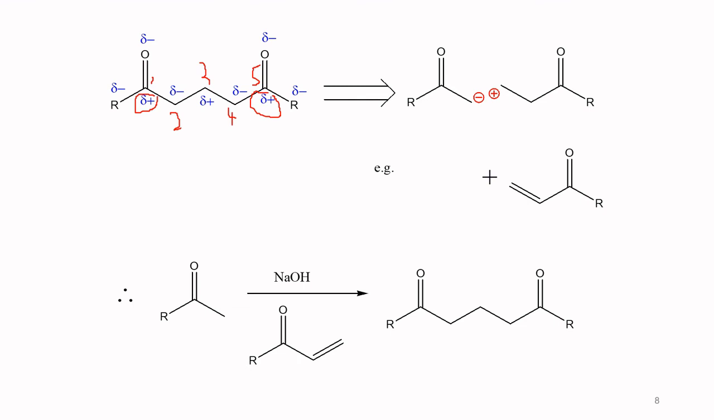So when we disconnect the molecule at this part, we get these two synthons, and the synthetic equivalent is R and CH3 plus this one. Okay, so it's the same thing. You do an aldol condensation reaction for this type of 1,5 molecule.